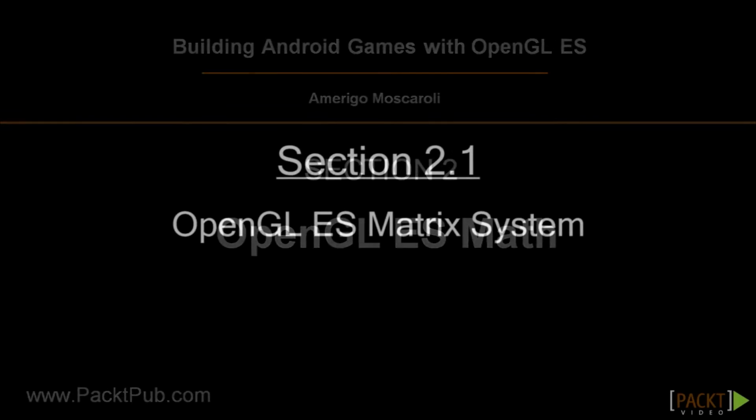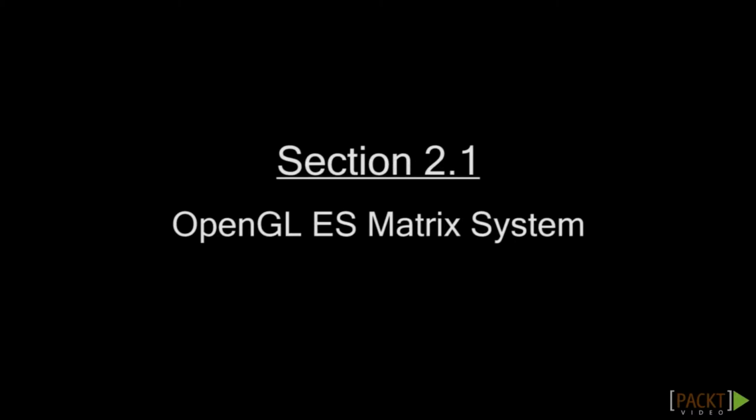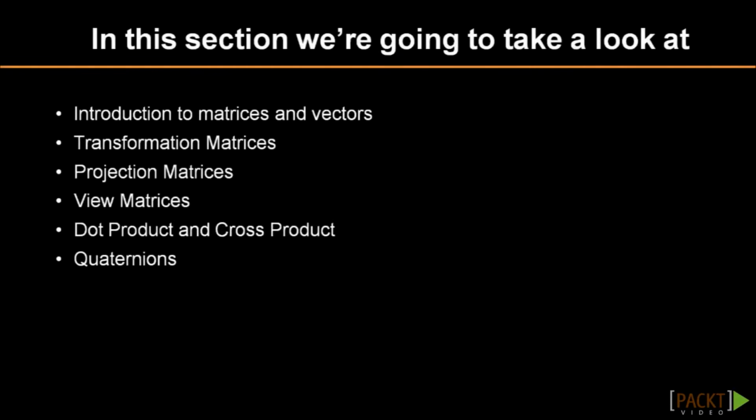And this is video 1 entitled OpenGL ES Matrix System. In this section we are going to create matrices and functions that will be essential in game development. In this video we are going to introduce matrices and vectors that will play a crucial part in our game as well as any future games you create.